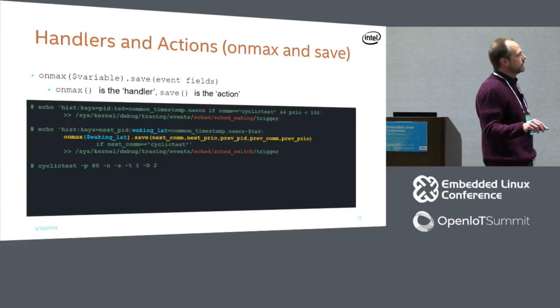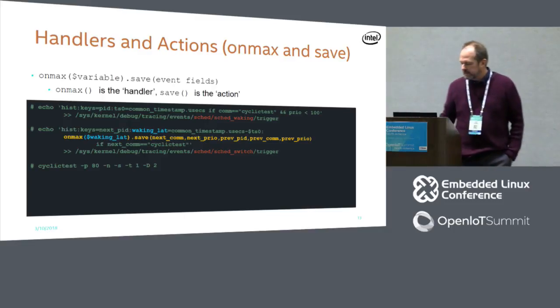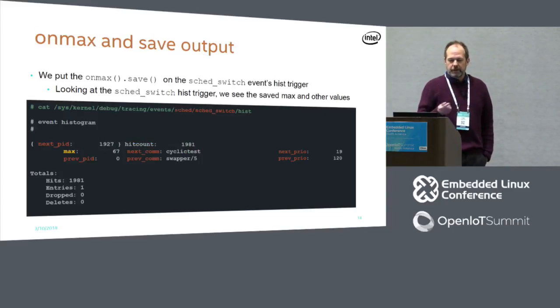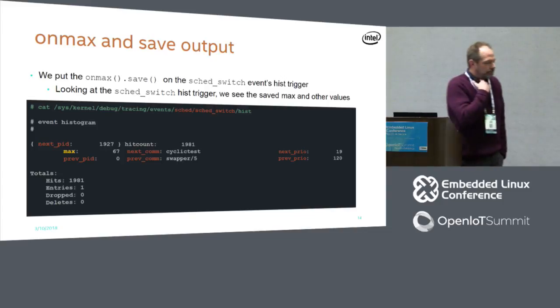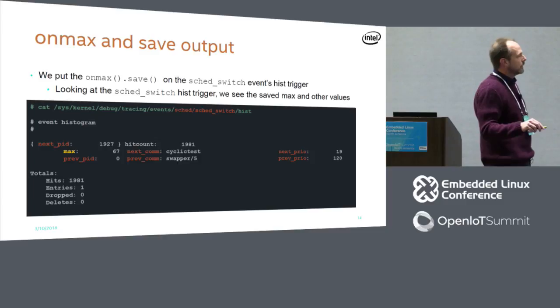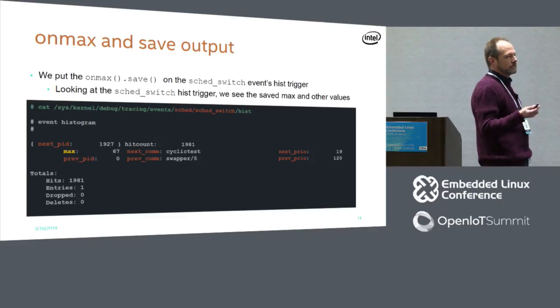And in this case, what it's doing is saving a bunch of fields from the SCED switch event in a variable associated with that entry. So if we do that and then we look at the output, if we look at the SCED switch event, this is where we attach the onMax handler, we see it's telling us the maximum so far is 67. And when that maximum was hit, here are the values of the variables that we asked it to save.